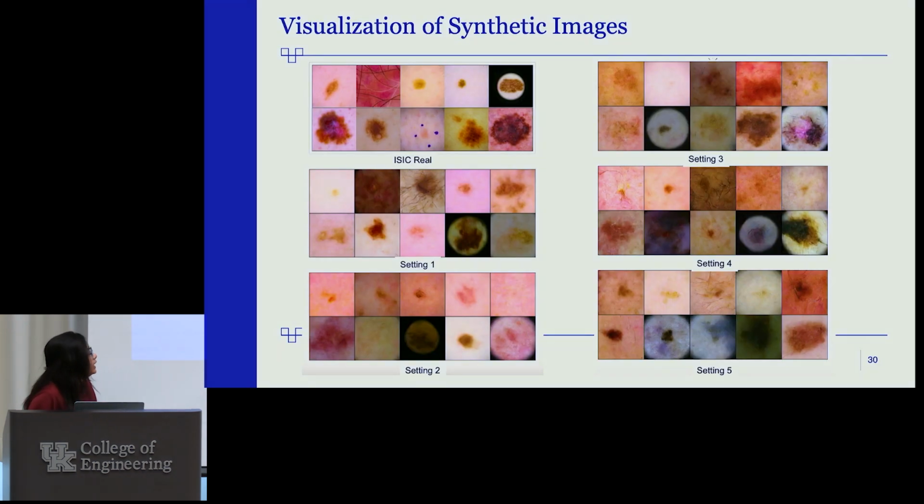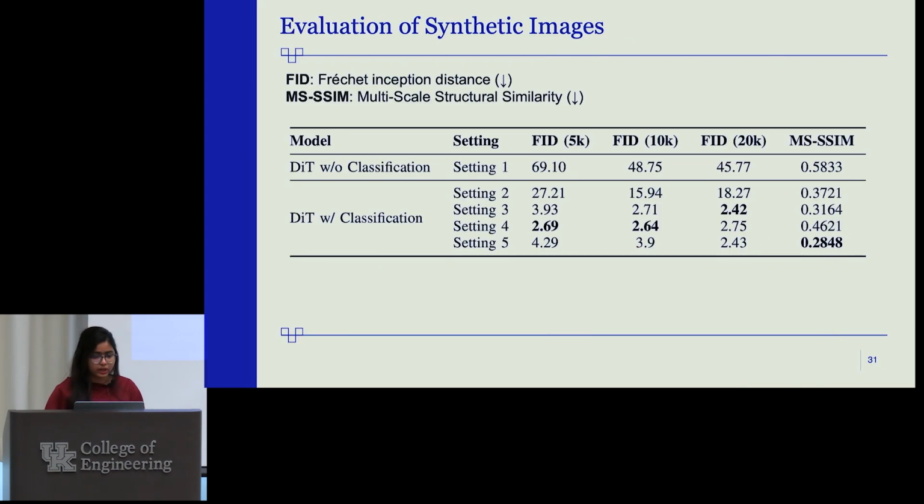And then we train these 5 proposed models with the ISIC datasets, and we visualize those images. These are the real ISIC images, and these are the generated samples from setting 1, setting 2, setting 3, 4, and 5. It's hard to differentiate those images. So I'll go to the quantitative analysis, which is the FID scores.